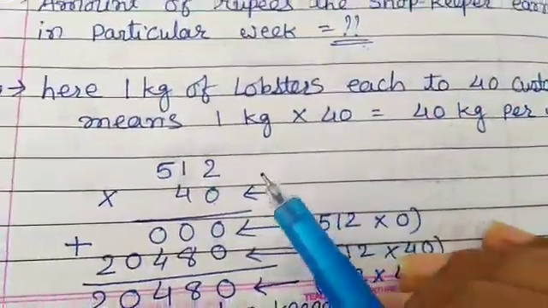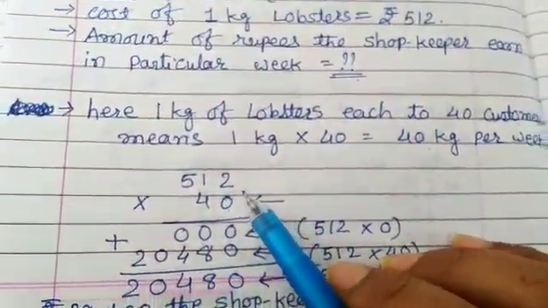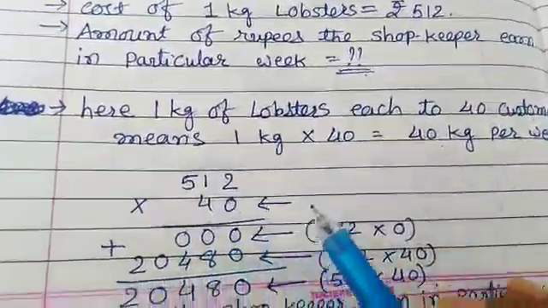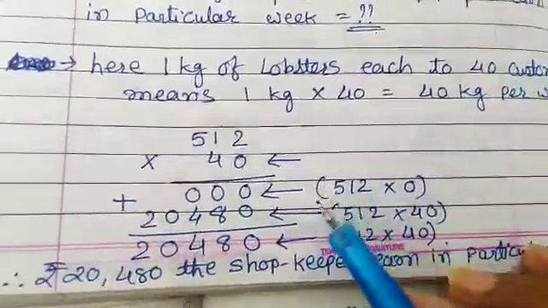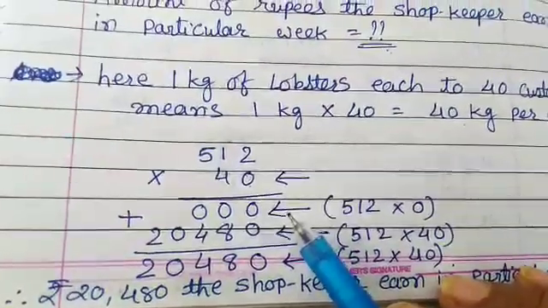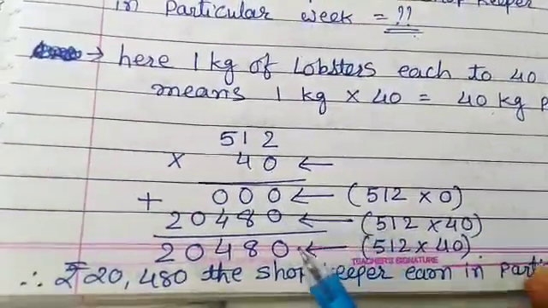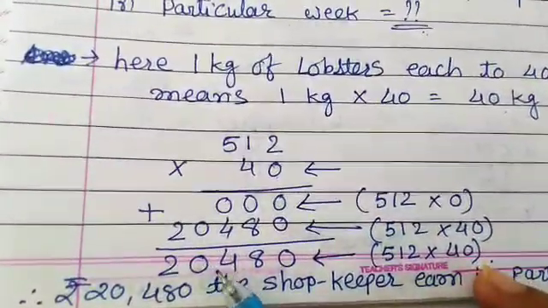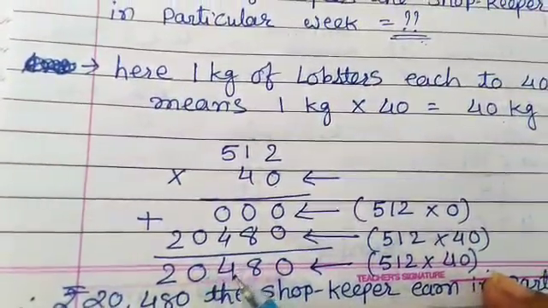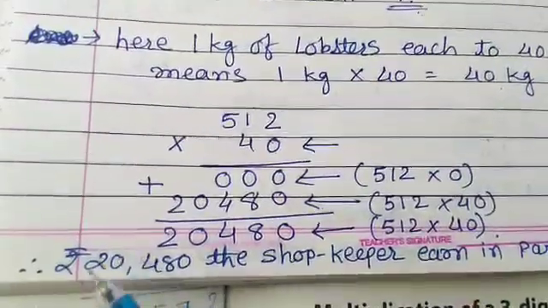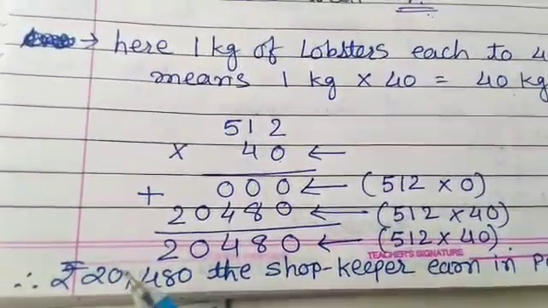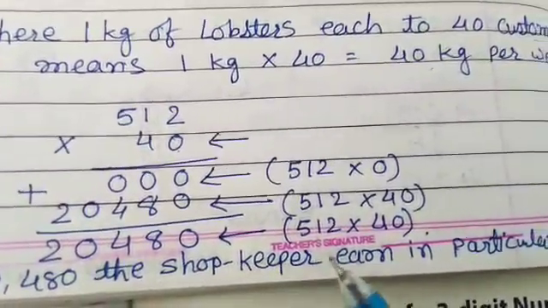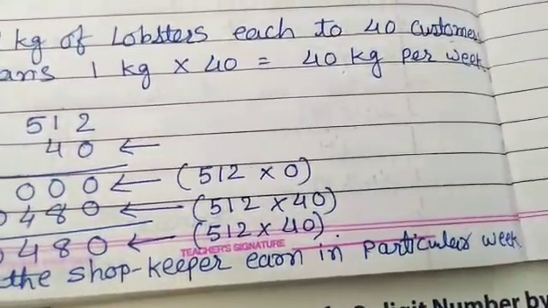Now simply we will multiply the numbers. 512 multiplied by 40. Dear students, now I hope you are very well aware how to multiply the given numbers, and I have performed it for you, and our final answer is 20,480. So our last statement will be rupees 20,480 the shopkeeper earns in a particular week.